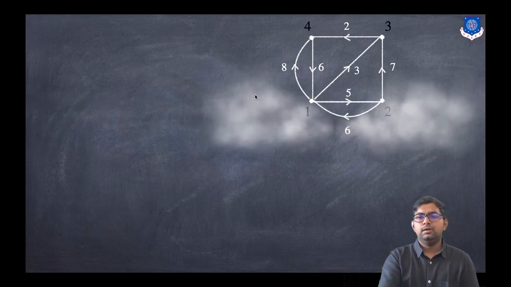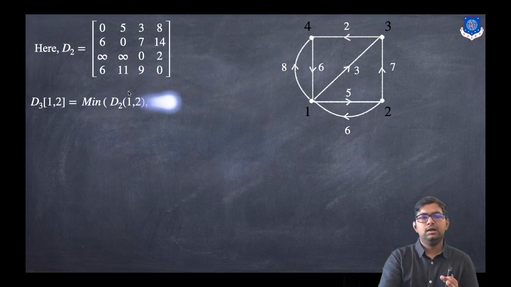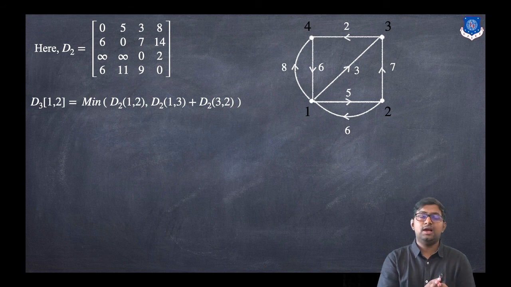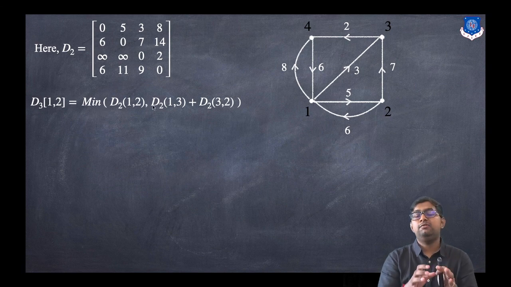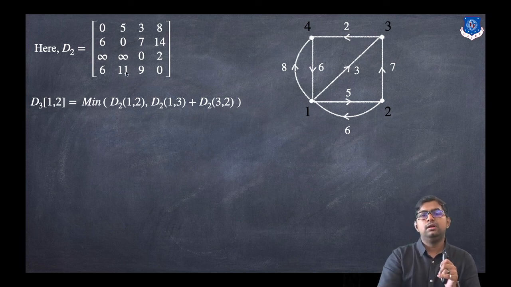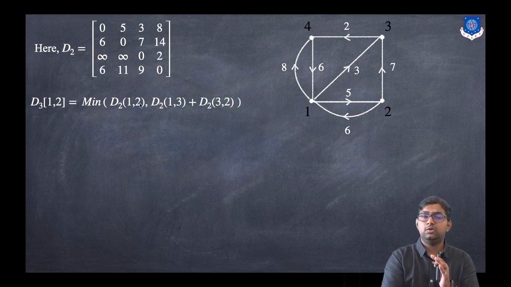Fine. Now the same graph, and that is the d2 that we just calculated. Now for d3, we will put 3 in between each and every vertex and check whether there is a shortest path via 3 or not. So this d3 of 1 2 is the minimum of d2 of 1 2, and we will put 3 in between, so d2 of 1 3 plus d2 of 3 2. In d3, the third row and third column entries will be the same, and the diagonal entries will be the same.